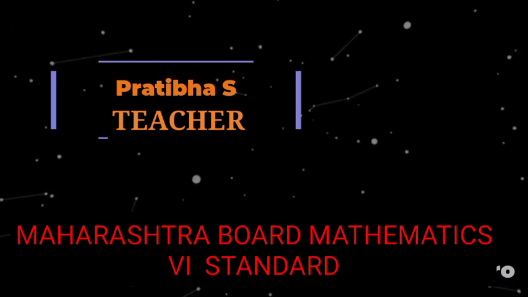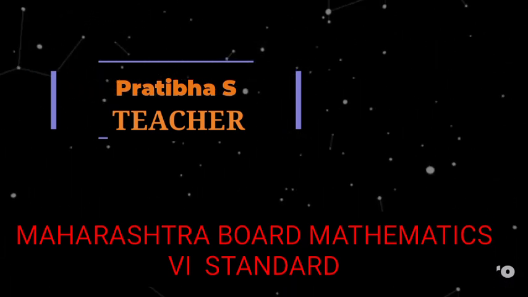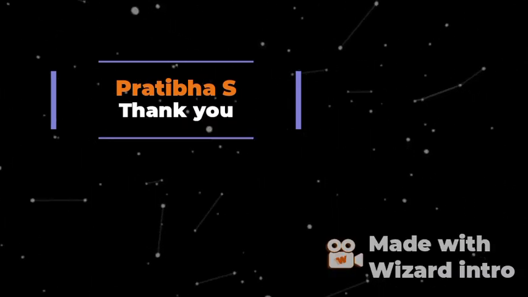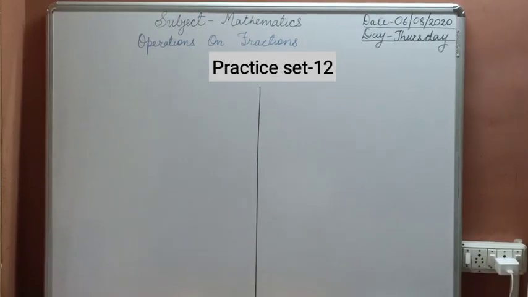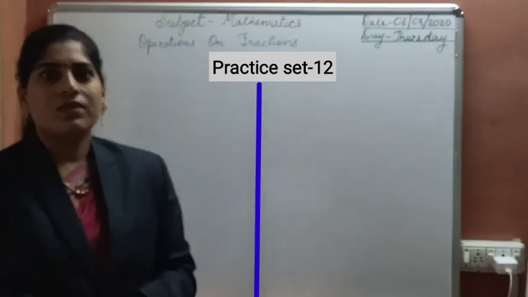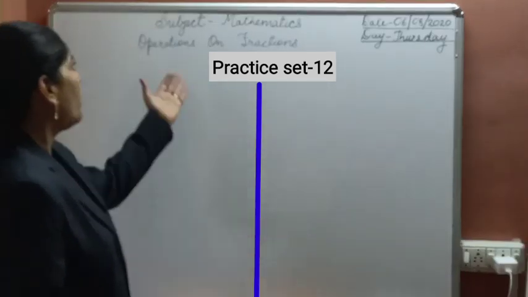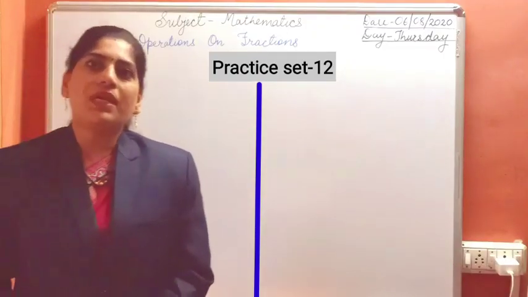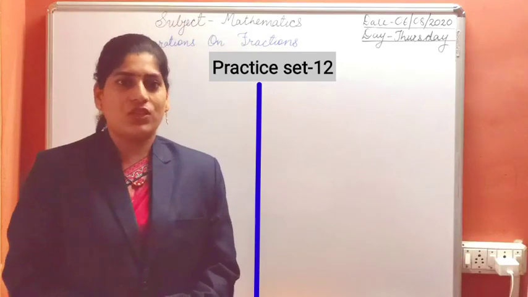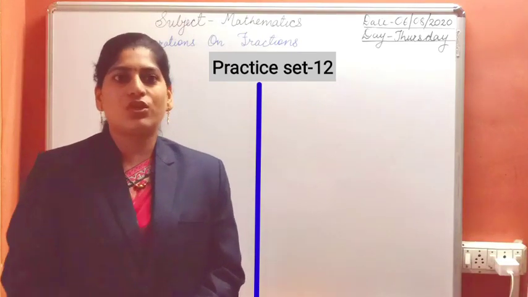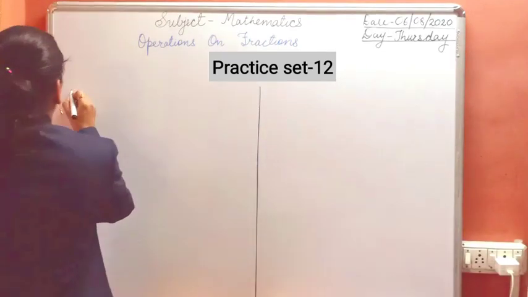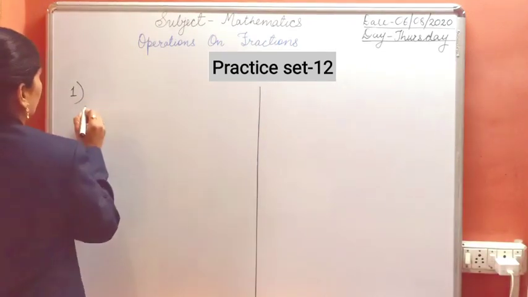Students, till now we have learned till practice set number 11. Our lesson name is Operations on Fractions. So let us start. Hello students, so we are learning operations on fractions. Today we are going to learn number 10, multiplication of fractions. So let us see the first question: 7 upon 5 multiplied by 1 upon 4.